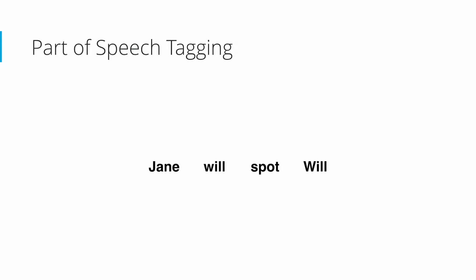The idea for hidden Markov models is the following. Let's say that a way of tagging the sentence, "Jane will spot Will," is noun, modal, verb, noun. And we'll calculate a probability associated with this tagging.